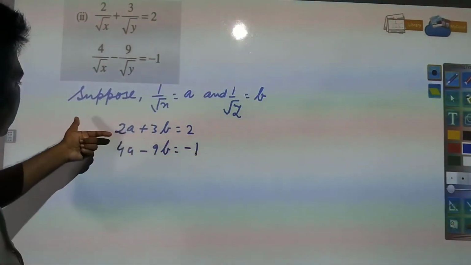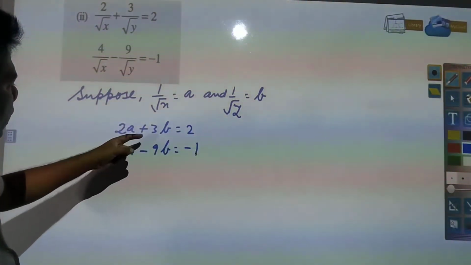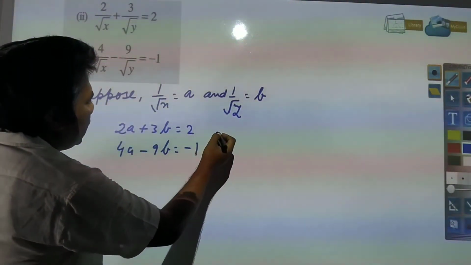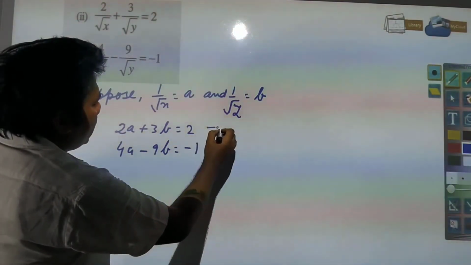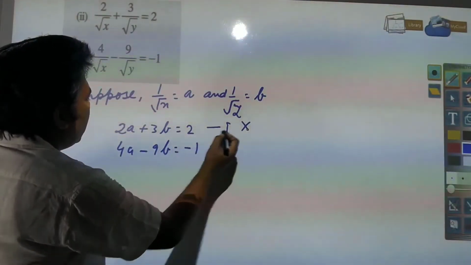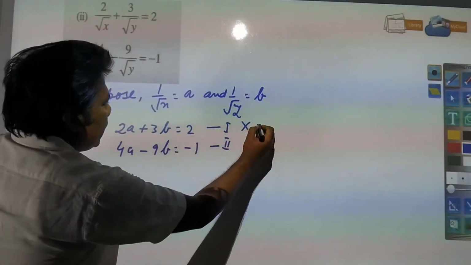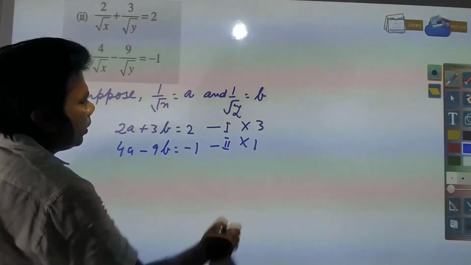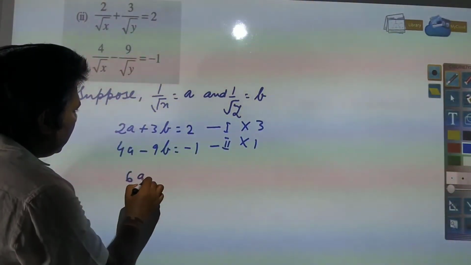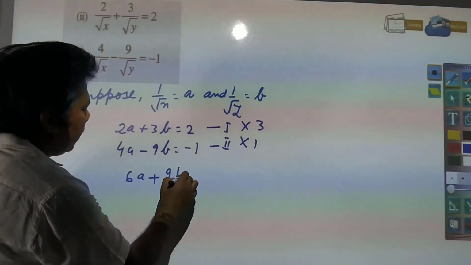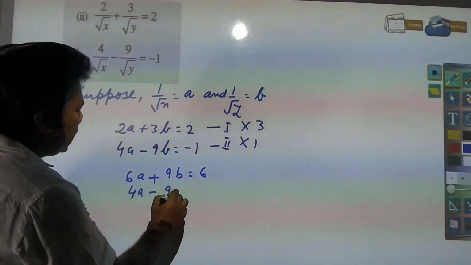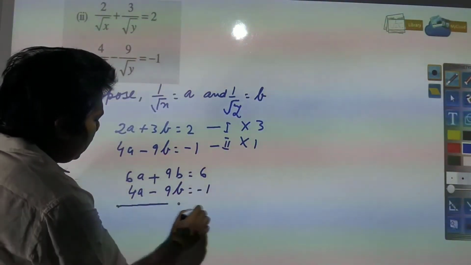Now what we will do, here you see you have 2a and 4a, here you have 3b and 9b. So just you multiply this first equation, suppose this is your first equation and this is your second equation. So this you multiply by 3 and second equation you multiply by 1. So what you will get, 3 twos are 6a plus 3 threes are 9b is equal to 6, and here you will get 4a minus 9b is equal to minus 1.